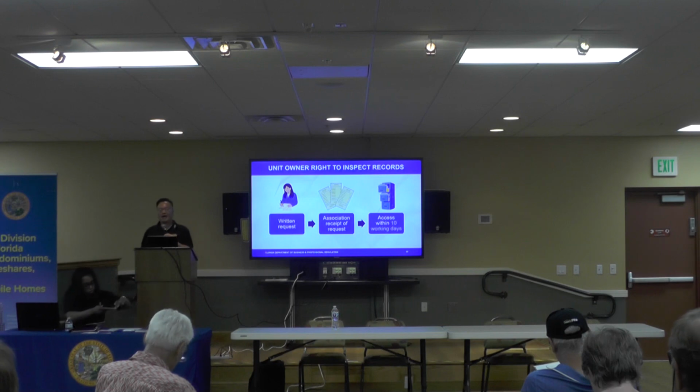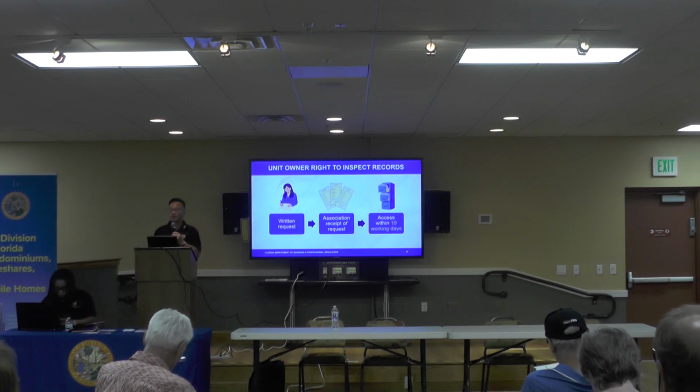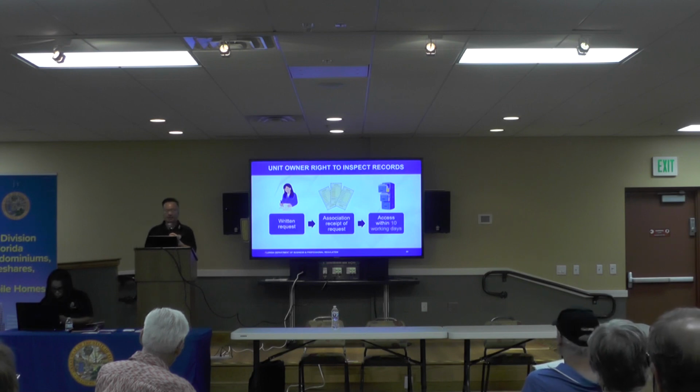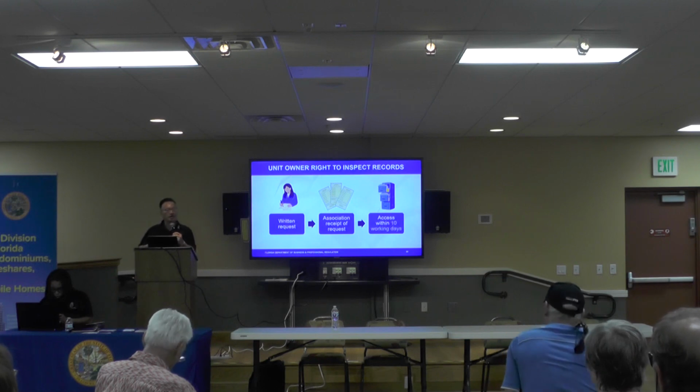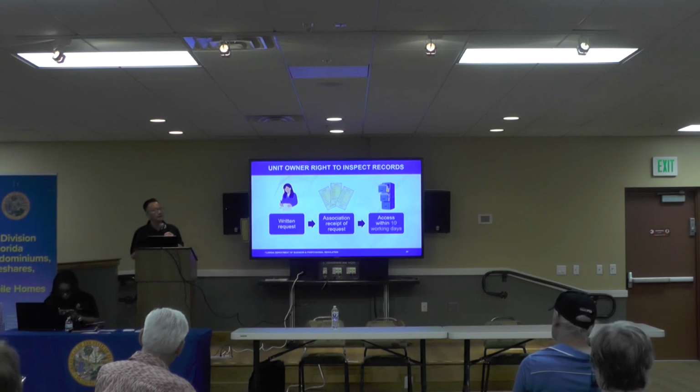Unit owners have the right to inspect records upon written request. Remember, written request. And the association may not require a member to demonstrate any purpose or state a reason for inspection. We receive a lot of questions asking, can I email and ask for the records? The board member can refuse not to reply. So it has to be official and in writing, by hand delivery or certified mail.